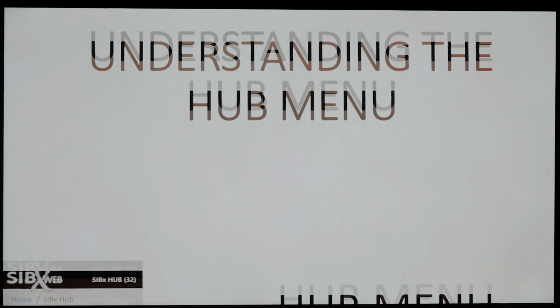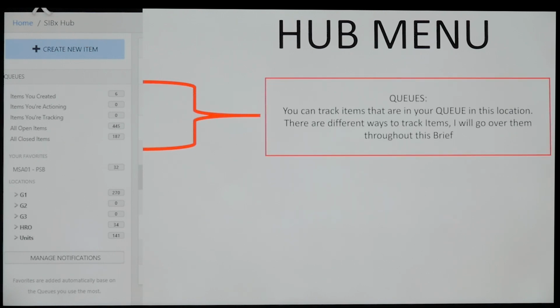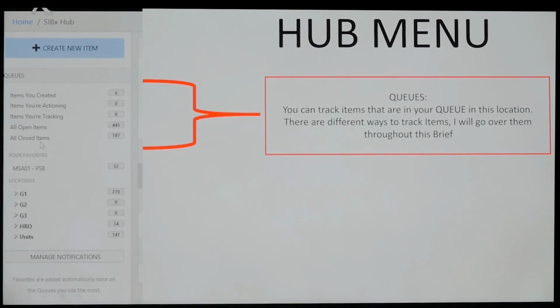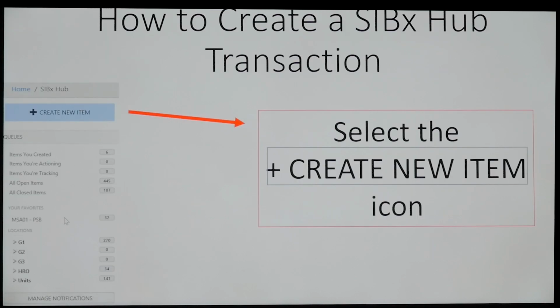Understanding the Hub menu. The Hub menu is as listed above. You will see different items, such as your queues. Your queues are items that you've created, items you're actioning, items you're tracking, all open items, and all closed items. You'll also see the queues for locations. This is the level location in which a SIBx Hub request can reside at. Depending on your level of access, you'll be able to see your service members in each of these locations.